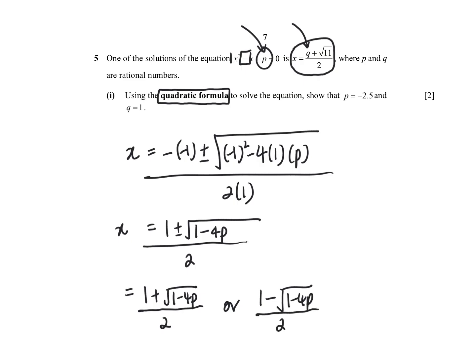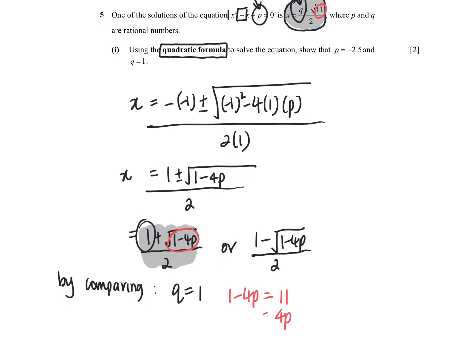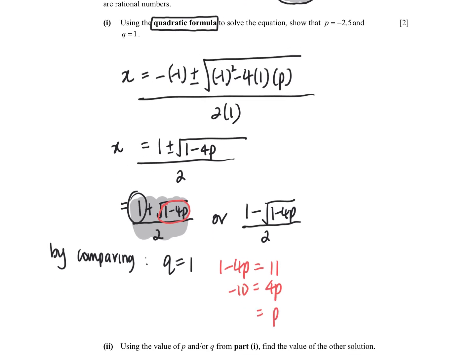So if you do a 1-to-1 comparison, it does seem to show that this is the positive one. Right? So if you compare, you will see that, okay, by comparing, you will see that Q is just 1. Okay? And then this thing here must be equal to 11. So for P is -10, P is 2.5. Okay, so this is how you show these two solutions.